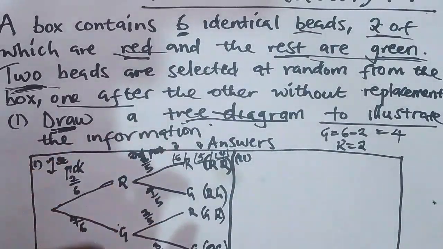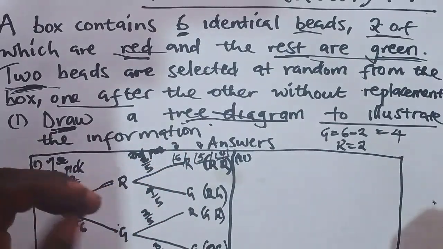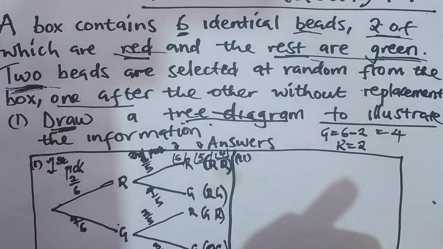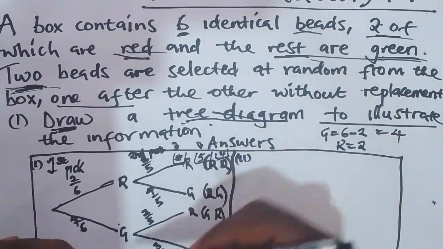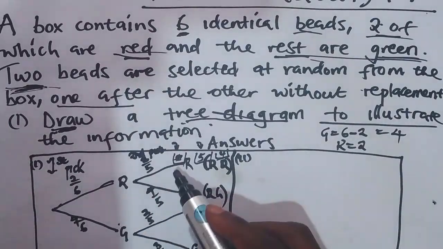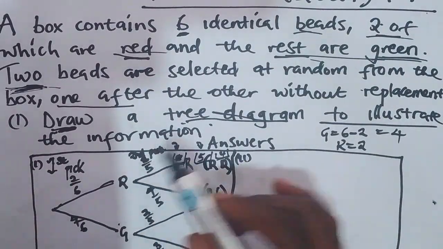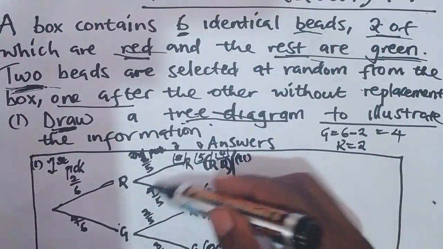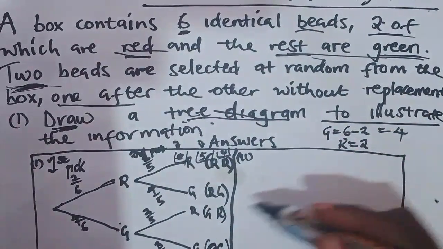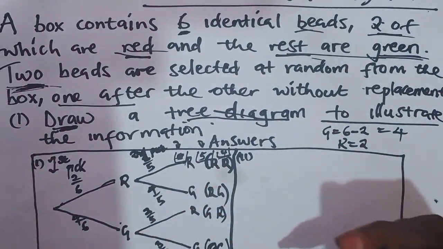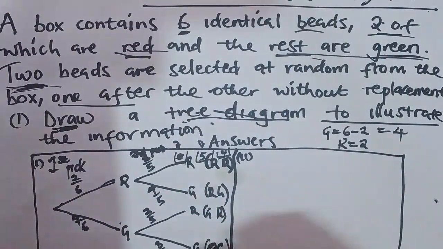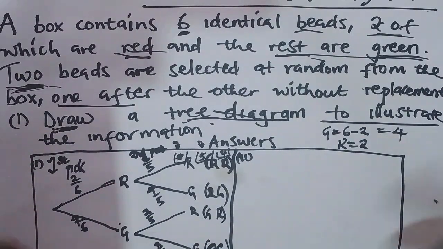This is the tree diagram, which represents the outcomes which can occur. We said that if you have red, remember to subtract 1 from red marbles. If you have red, green, just pick the green. Then if you have green, subtract 1 from the previous one because you have picked 1 without replacement.